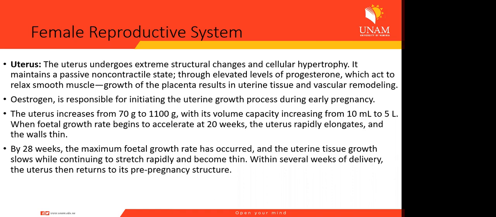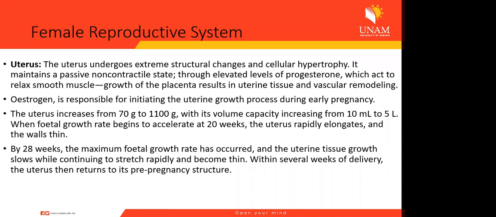Note that estrogen is the hormone that's responsible for initiating the initial growth process of the uterus during early pregnancy. As pregnancy progresses, the uterus increases from just 70 grams to more than one kilogram, with the volume capacity increasing from just 10 mL to 5 liters.